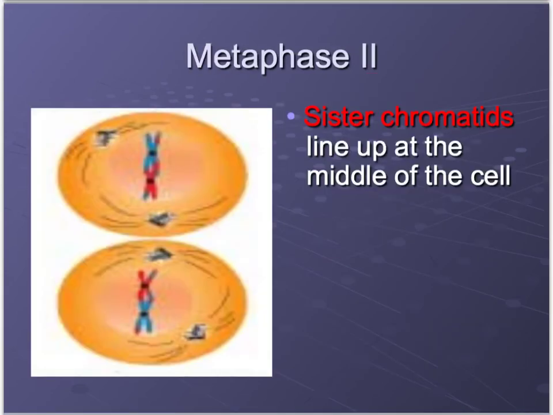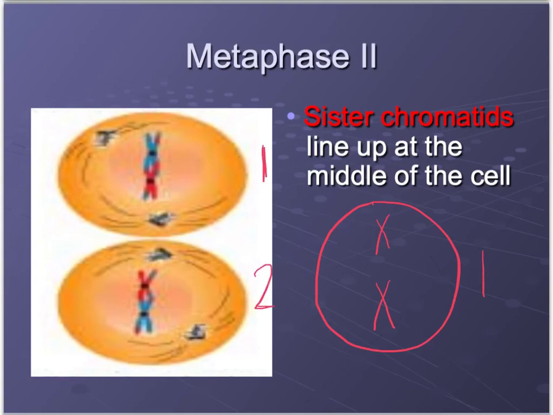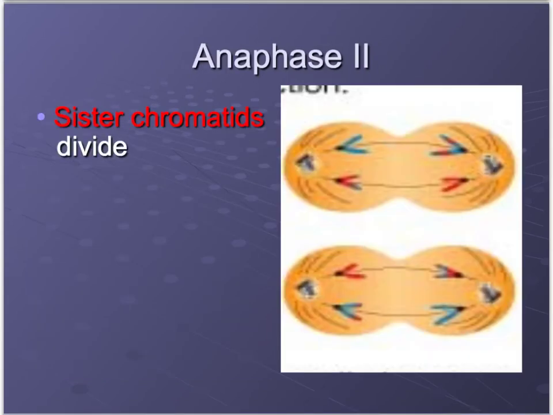Metaphase 2 looks exactly like metaphase in mitosis. The only difference is, in mitosis, 1 cell is going through this process, and in meiosis, 2 cells are both going through this process together. Anaphase 2 is when sister chromatids split apart. So this time we have the V's going to opposite sides, sister chromatids, not homologous chromosomes.